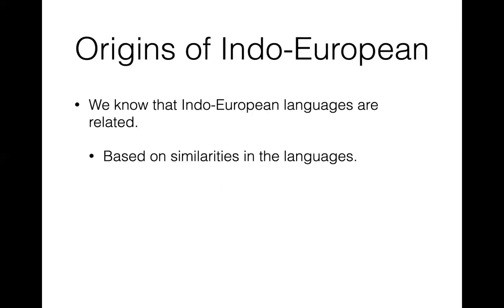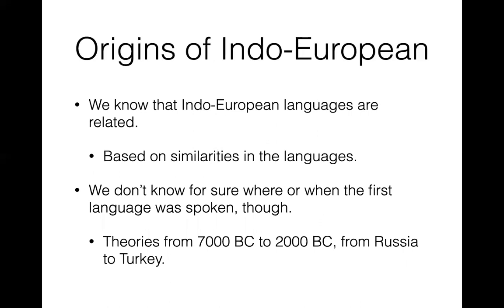So we do know that all the Indo-European languages are related to each other through different similarities. We don't know for sure where they first came from, though. There's a lot of different theories. Some have it happening in Russia, some in Turkey, some closer to India, but we're not sure where it came from. We just know that they came from the same place.